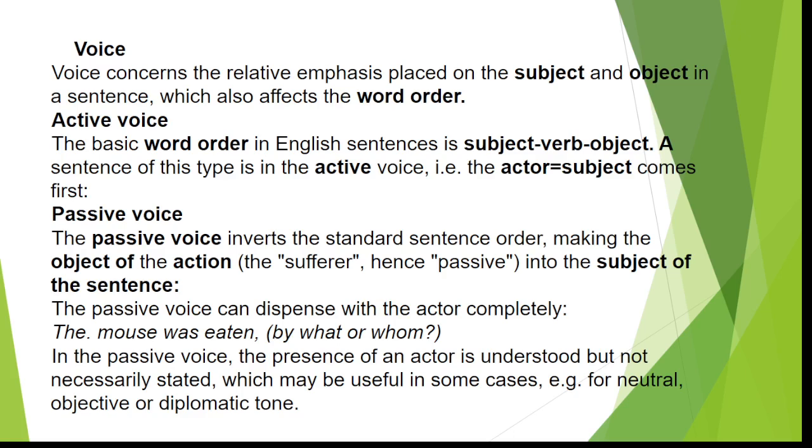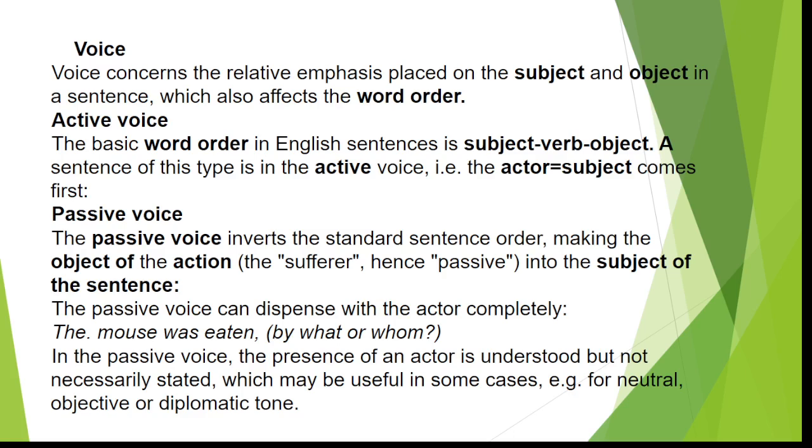Voice. Voice concerns the relative emphasis placed on the subject and object in a sentence, which also affects the word order. Active voice. The basic word order in English sentences is subject, verb, object. A sentence of this type is in the active voice, i.e. the actor, equals subject, comes first. Passive voice. The passive voice inverts the standard sentence order, making the object of the action, the sufferer, hence passive, into the subject of the sentence.